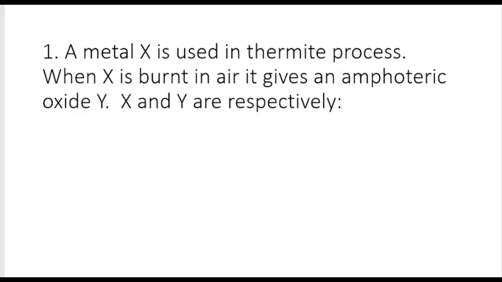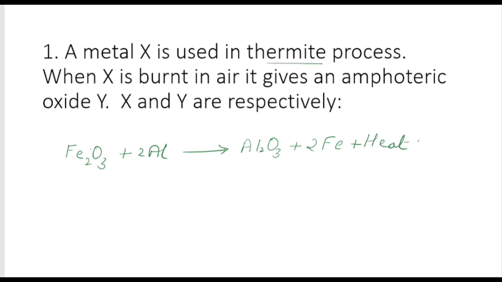The first question is, a metal X is used in thermite process. When X is burned in air, it gives an amphoteric oxide Y. X and Y are respectively: iron oxide plus aluminium will give aluminium oxide plus iron plus heat. This is our thermite process. So this is used for sealing the cracks in railway tracks and all.